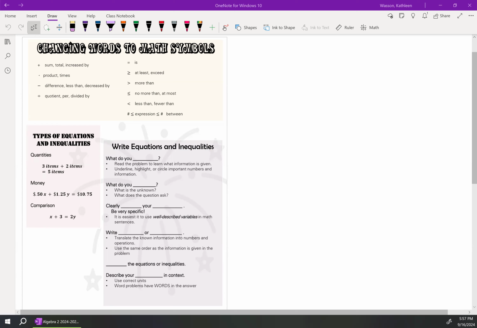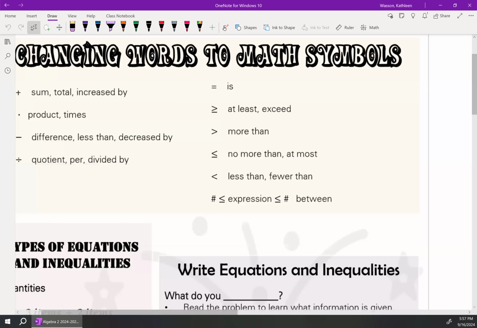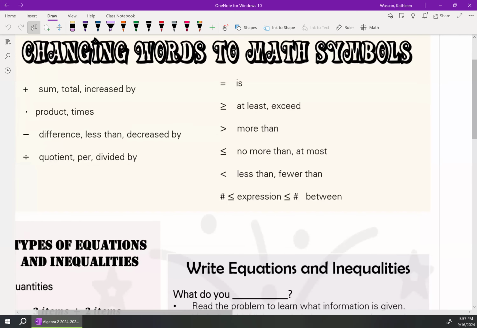I put this together so that you can have a reference for when you're working on word problems, so that hopefully it'll be easier for you to write equations or inequalities as you're reading through the problem description. There are some keywords to look at, to recognize as to what sort of mathematical operations you would use.